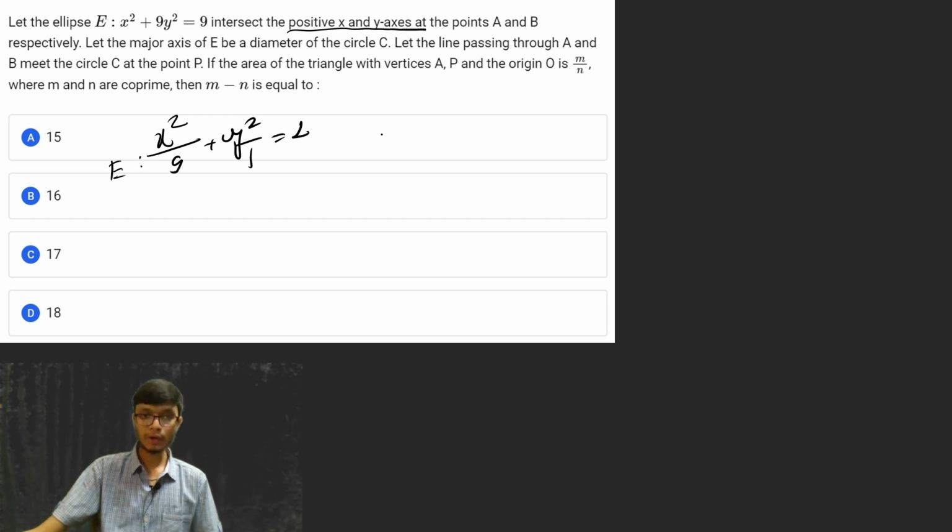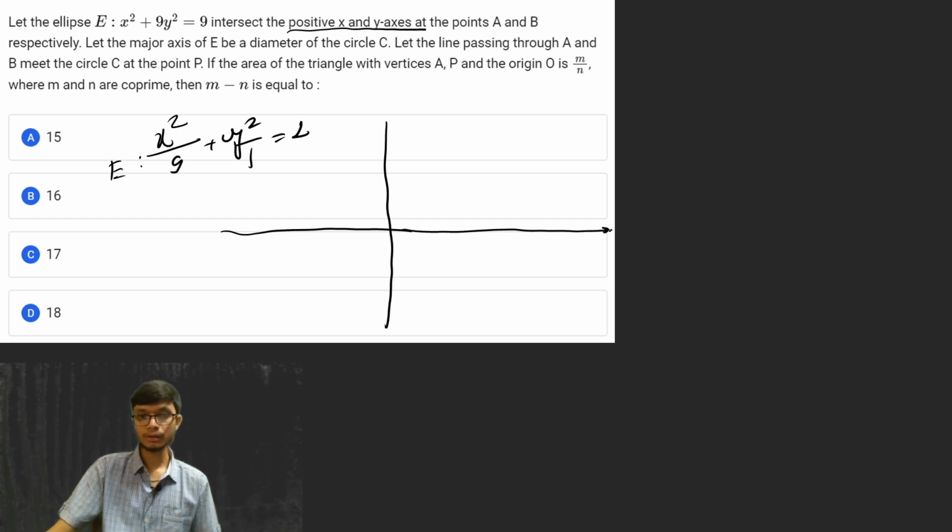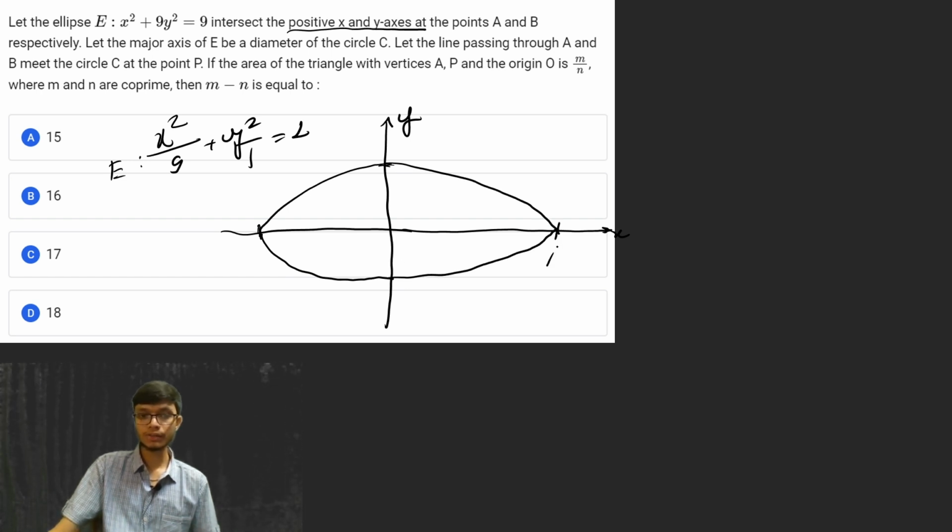That's the equation of the ellipse, and this ellipse intersects the positive x and y axes at points A and B. So let me draw the ellipse, and the ellipse will be basically like this. Over here, -3. It intersects the positive x-axis at point A, that is (3, 0), and the positive y-axis at point B, that is (0, 1). So those are the points A and B.